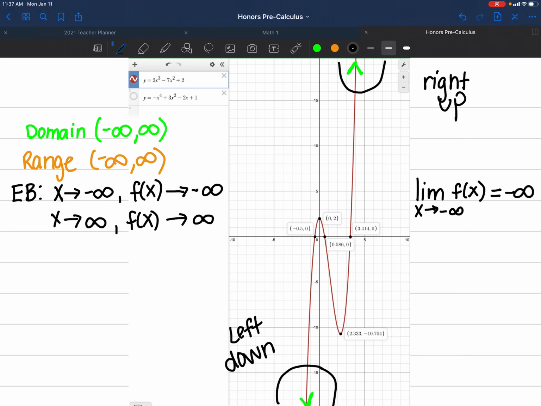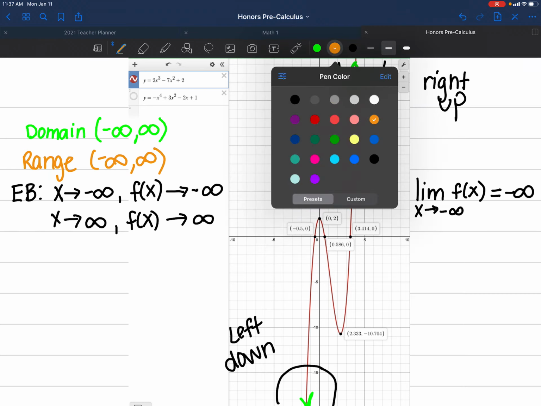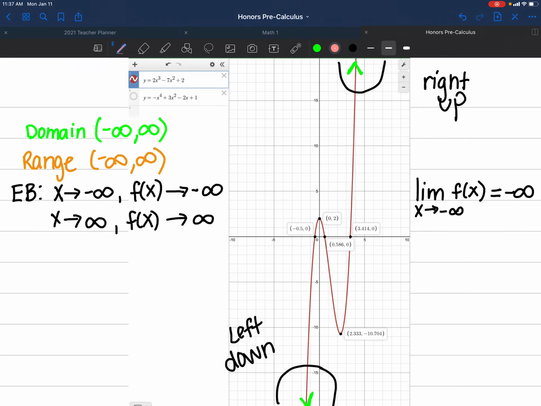It's going to approach negative infinity. That's my left side. And I know this is my left side because of this notation right here. This right here is telling me that it's going to the left because x is going to approach negative infinity.